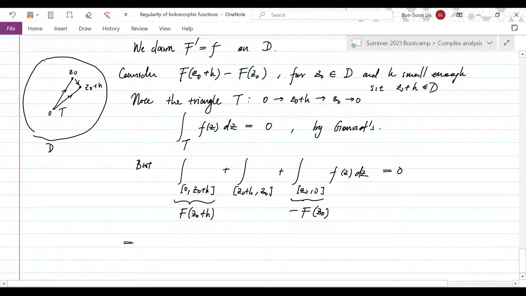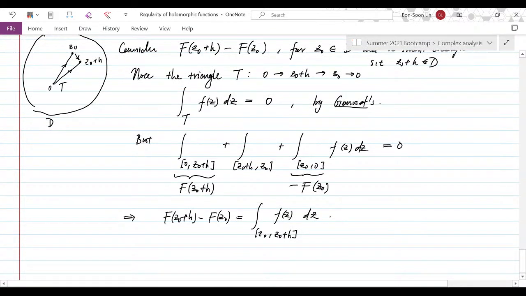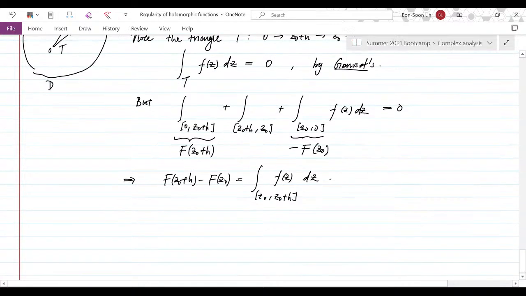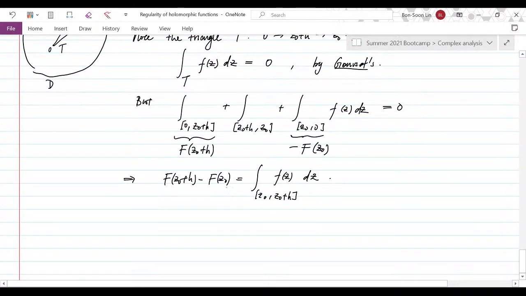So we see that, this is just subtle usage of Goursat, but it's obvious now that we have f of z naught plus h minus f of z naught is precisely the integral from z naught to z naught plus h of f of z dz. Okay. So what we need to do is to calculate this divided by h and see what happens. Okay. So let's actually just write that in there.